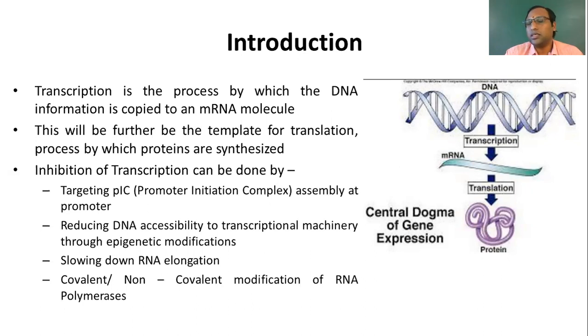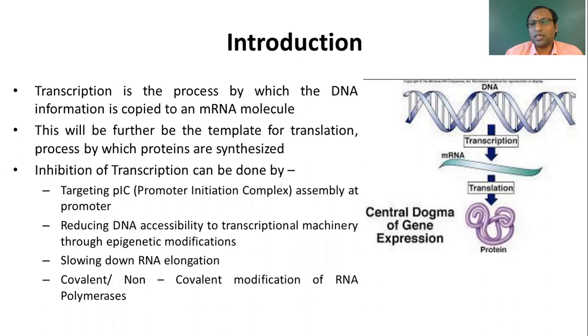The third method is slowing down the RNA elongation process. Once the RNA elongation is stopped, and only the initiation happened, not the elongation, then it will not be read completely, only a small stretch will be read, and only a small amount of protein will be released. Thereby, only a small amount of RNA will be synthesized. So the particular organism will not have the mechanism to go further, and they will stop this process itself.